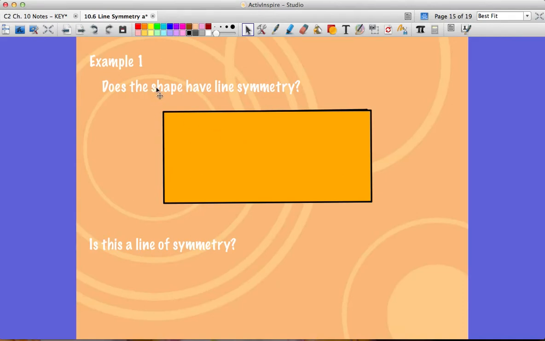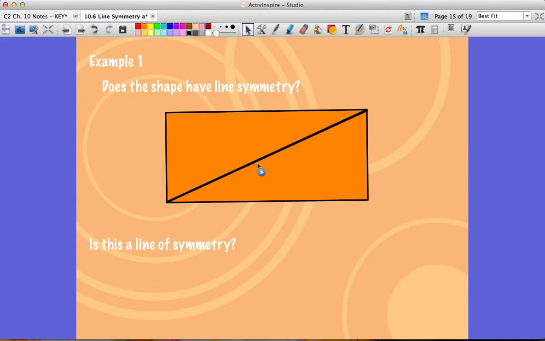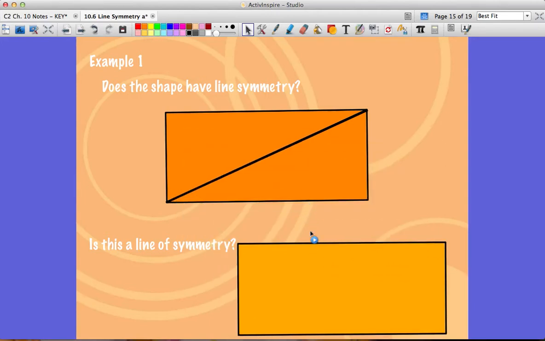Right, so we have to decide, does this shape have line symmetry? If I draw this line right here, is it a line of symmetry? If you look at how it's folded, if I take this piece and fold it across, it does not match up. This corner comes up here, and because this corner doesn't match up with this corner, this is not a line of symmetry.